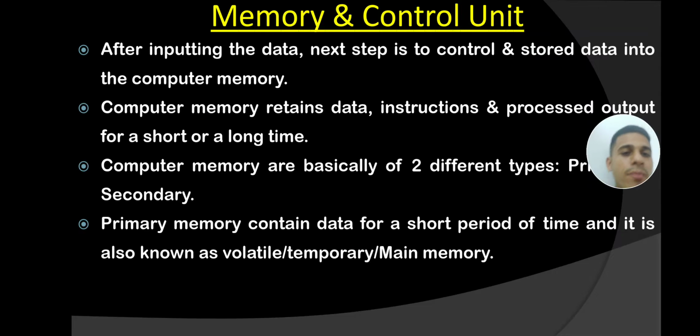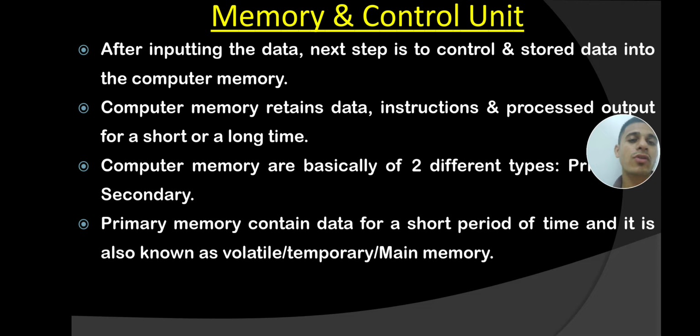Primary memory contains data for a short period of time. It will store data, but only for a short time. For example, take random access memory, RAM. Random access memory is considered primary memory. Why? Because when the computer is on, the data will be inside the RAM, and when the computer is off, the data will be removed from the RAM. So due to that, it is considered primary memory.